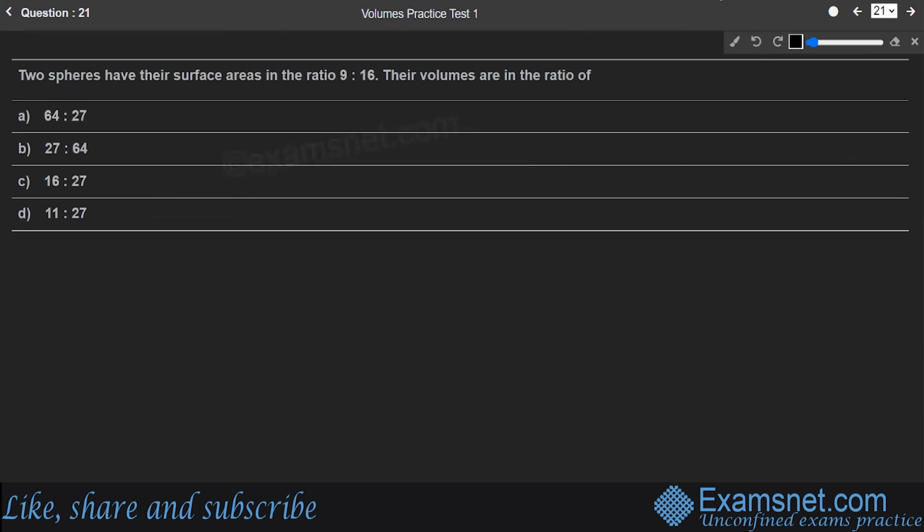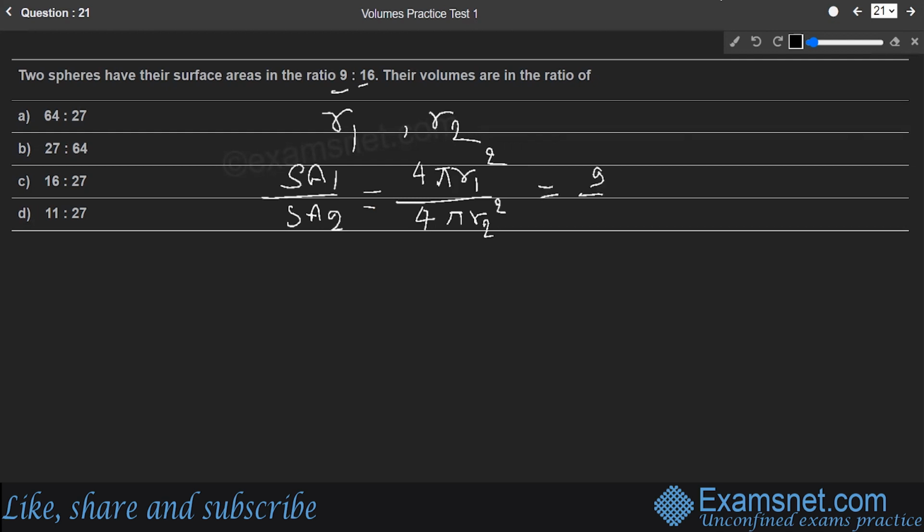Now, in this question, he says, two spheres have their surface area in the ratio 9:16. Their volumes are in the ratio of what? So first of all, we need to see the surface area. Surface area of a sphere is given by 4 pi r square. So let's say the two spheres have radius r1 and radius r2. So if we create the ratio surface area 1 divided by surface area 2, surface area 1 is nothing but 4 pi r1 square divided by surface area 2, which is 4 pi r2 square. Okay, these are the two surface areas being compared. He says this ratio is 9/16.